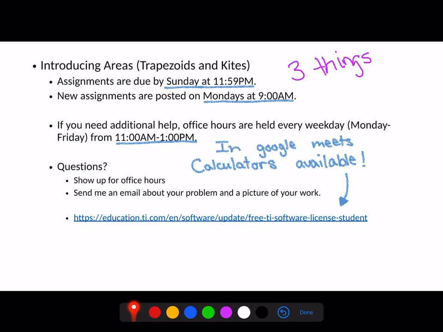And then again, if you're not sure where the office hours are held, they are in Google Meets. So download that app if you need to. You can get it on a computer. You can get it on your phone. Whatever you need to do. Just make sure that you have that available to you if you want to contact me. That's going to be the best way that you can do that. If no one shows up, that's fine. But I will be in there waiting to help you out if you need it.